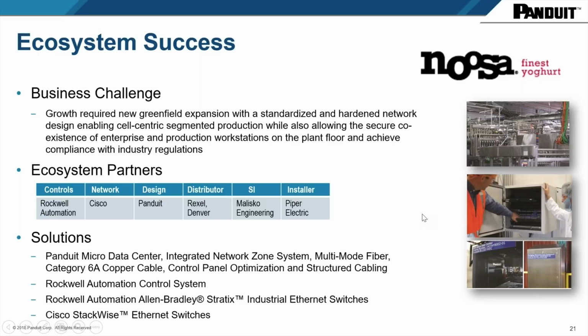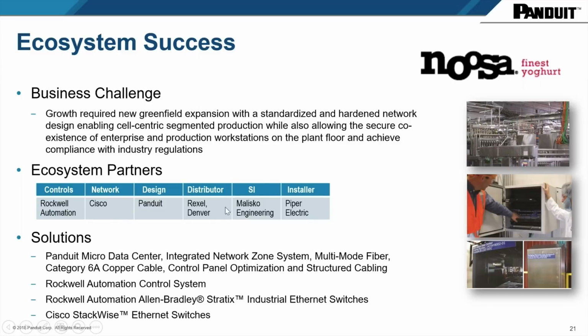The point I'm trying to make is this. Every one of these implementations, Panduit worked through partners. We call them ecosystem partners. They're distributors and design partners and installation partners that work with certain guidelines for what type of Panduit components need to be used and how and when and so forth. And they will deploy these networks. In this case, we've got Melisco Engineering as the system integrator and Piper Electric as the installer.